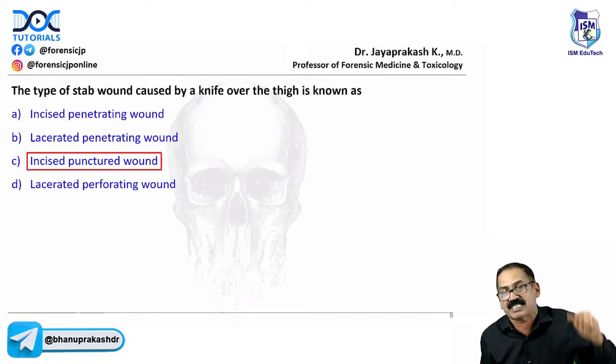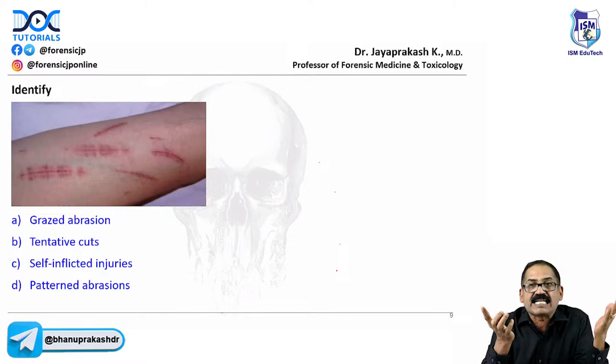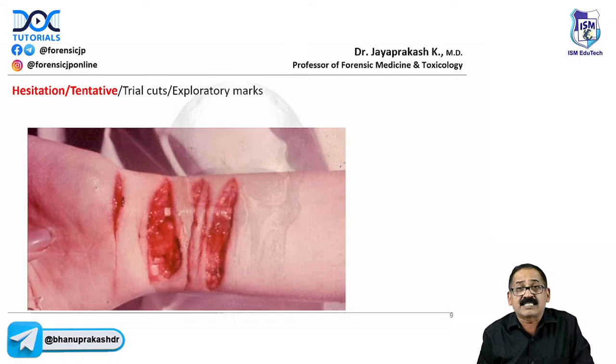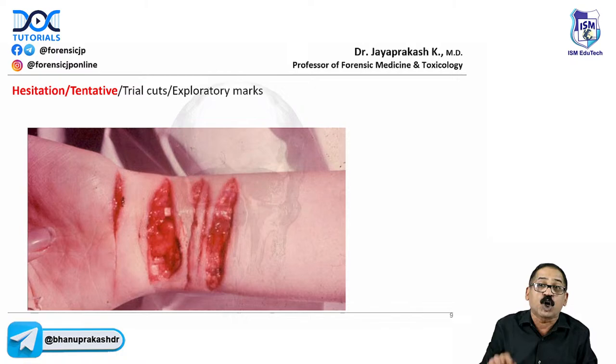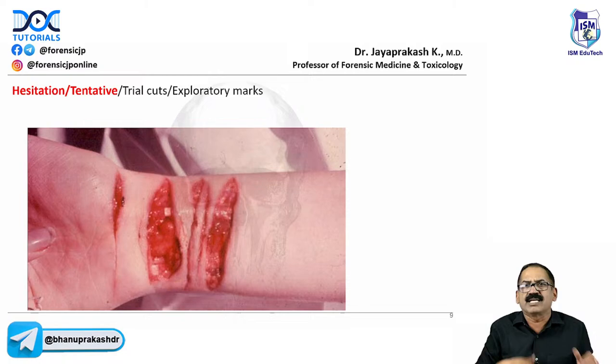Recently, they ask a lot of questions where many students are confused between hesitation cuts, tentative cuts, defense cuts, fabricated injury, self-inflicted injury. Now, let me explain, because my job is explaining. Hesitation cuts: if a person wants to commit suicide by cutting his body, normally he prefers two areas: number one, wrist; number two, neck. Cut wrist injury, cut throat injury. Nobody will cut the abdomen or thigh generally, unless he is mentally ill.